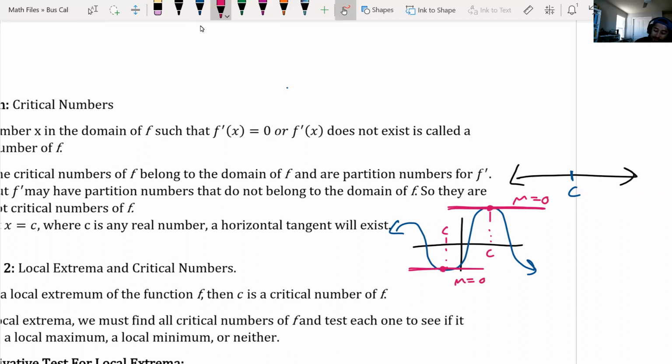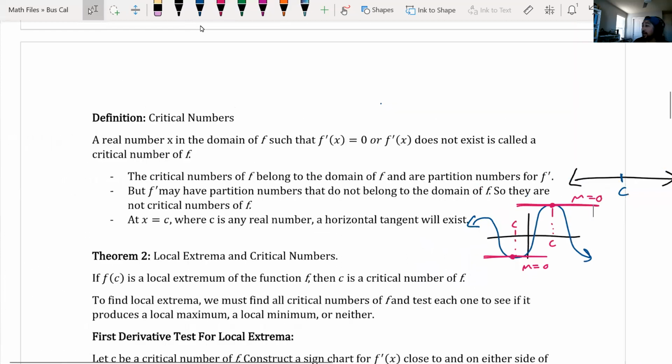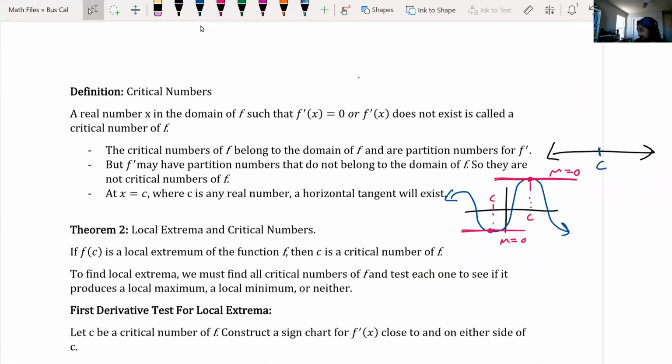Okay, that's critical numbers. So I like to keep everything simple. To find a critical number, just take the first derivative, set it equal to 0, and solve for x. Okay. All right. And now the next theorem, local extrema and critical numbers. So now we see how critical numbers and maximums and minimums work together.